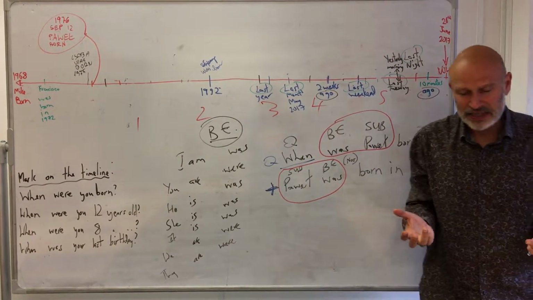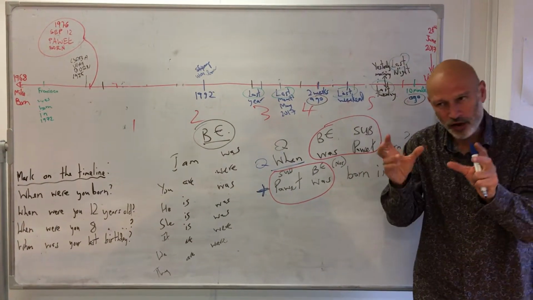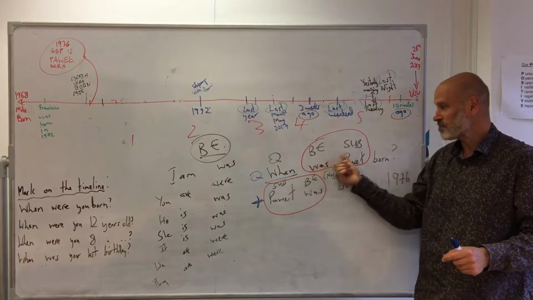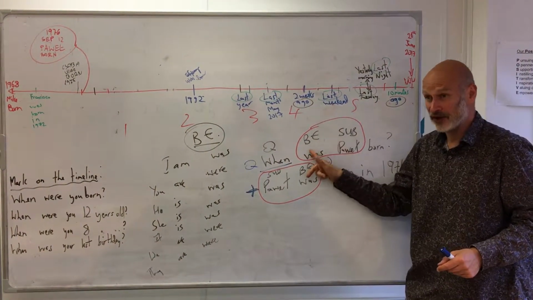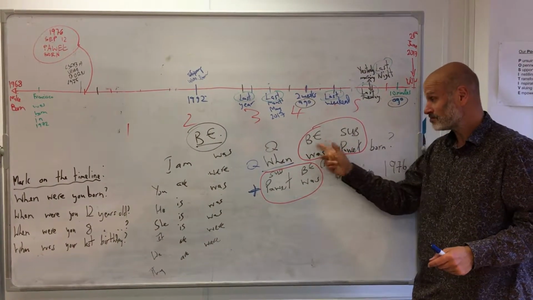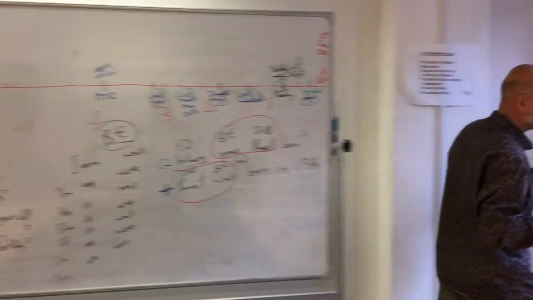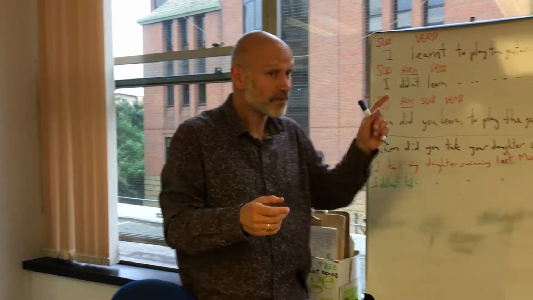What I keep hearing is, when Pavel was born. No, when was Pavel born? After a question word, we need a verb. And for the verb to be, it's the verb to be. Over here, though, this is interesting.